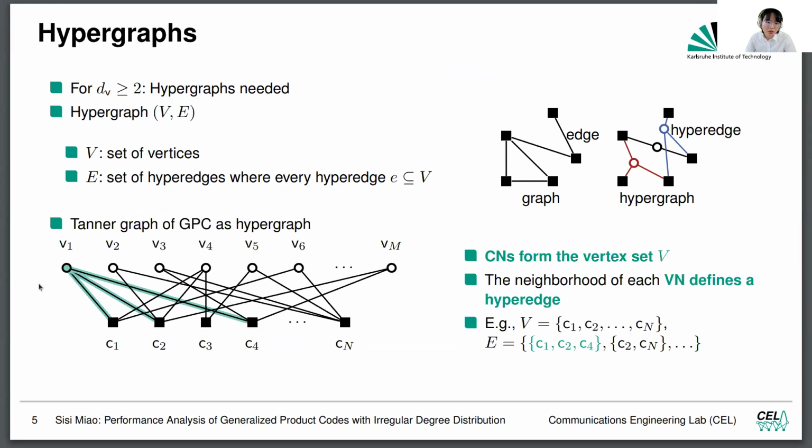Then we can consider the Tanner graph of a GPC that we just obtained earlier, where we can allow arbitrary connections, not just regular. Then we use the CNs as vertices, and the VNs we consider as hyperedges. So this VN, for example V1, will give us a subset C1, C2, and C4. Then we say this is a hyperedge in the hypergraph, and the CNs are just vertices. Okay, this change of perspective is very important for the analysis.